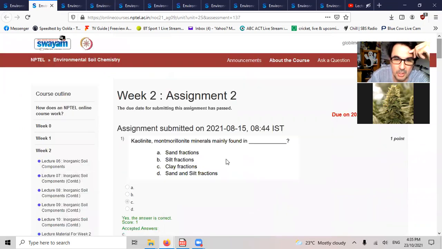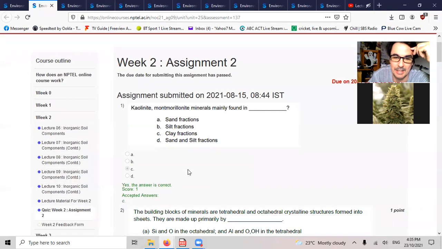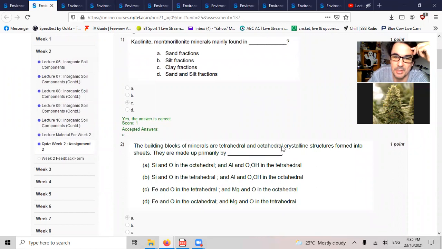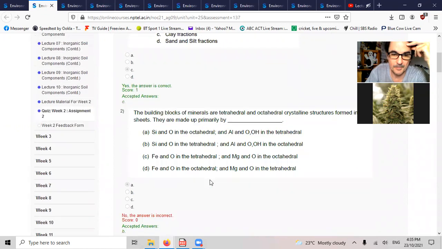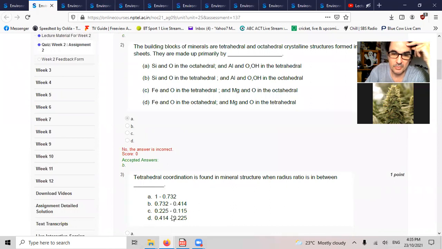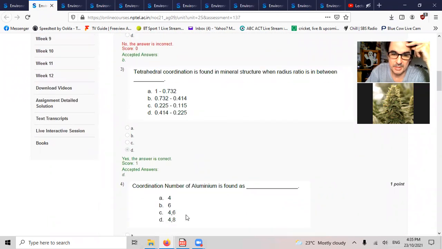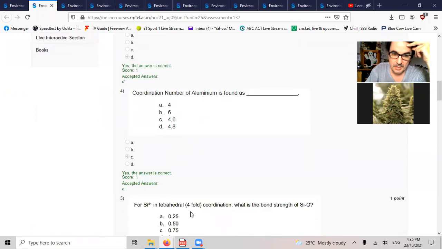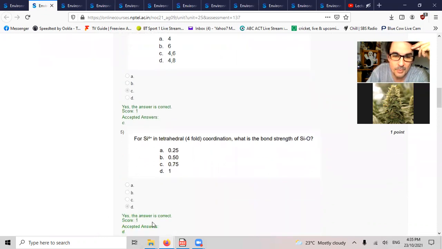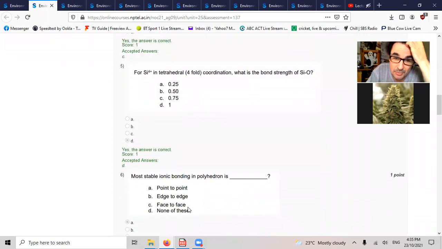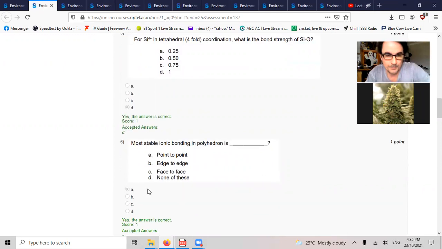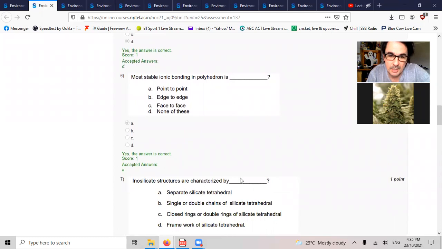So it's week 2. Kaolinite, montmorillonite minerals are mainly found in clay. These building blocks, different octahedral, tetrahedral. Silicon and O is B. The coordination of the ratio is 0.4. Coordination number of aluminium is 4 to 6. Silica tetrahedral contains a bond of silicon oxide, it's a 1-to-1 ratio. Yep. Most stable ionic bonding of polyhedron is point-to-point. Silicate structures are characterized by silicate tetrahedral. B.